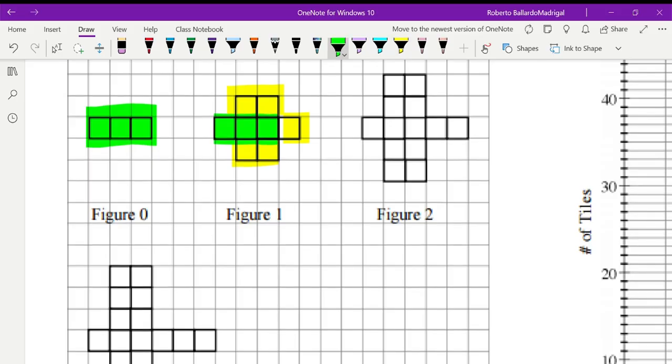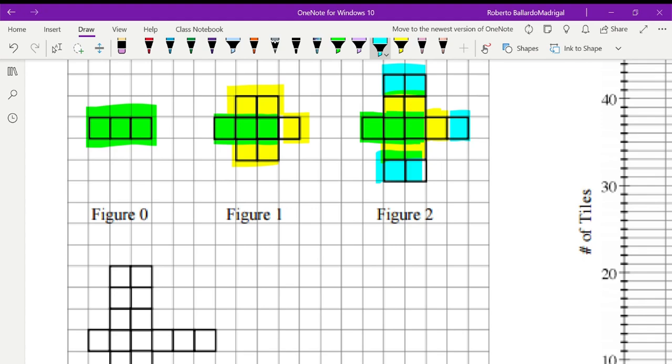Now we can go to figure 2. We see the 3 blocks, originally the 3 blocks from figure 0. We see the 5 blocks that were added from figure 1. And then we're adding, again, 2 more blocks, 1 on top, on bottom, and 1 to the right. Okay? Do you guys see that?